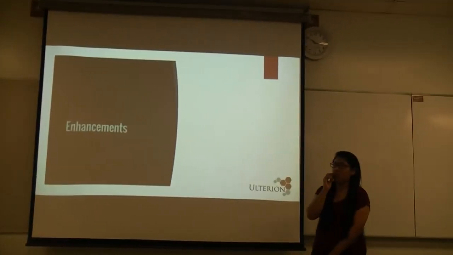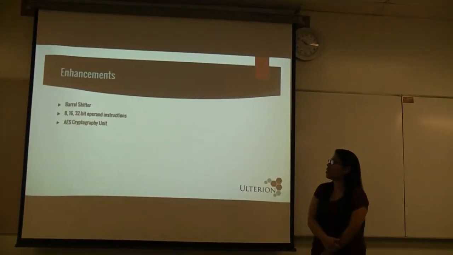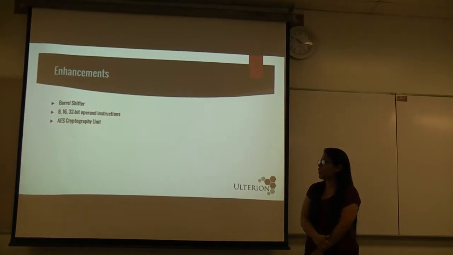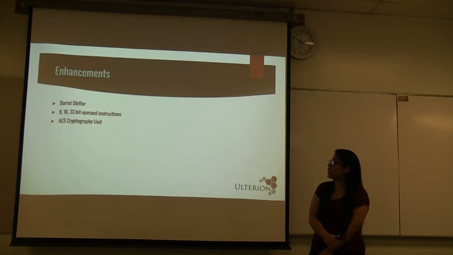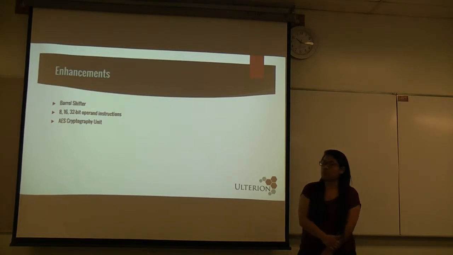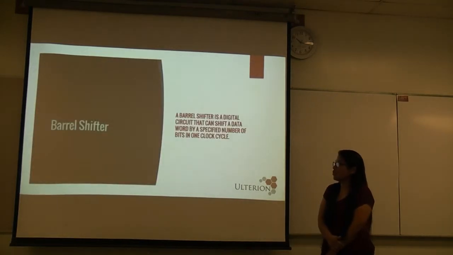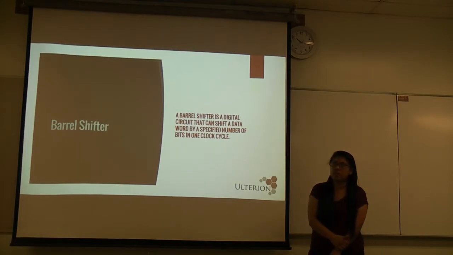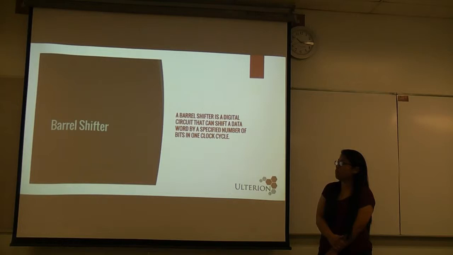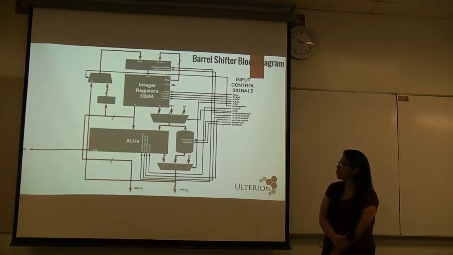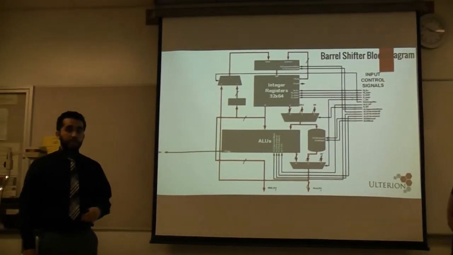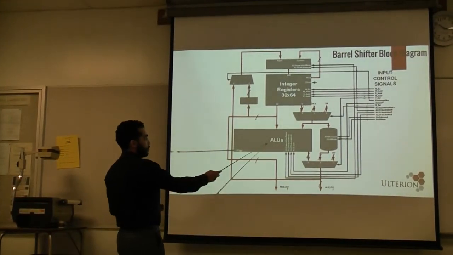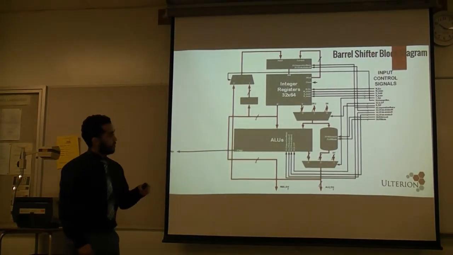So we implemented a couple enhancements, 3 actually. We implemented a barrel shifter, 8, 16, and 32-bit operand instructions, and an AES cryptography unit. So the barrel shifter, first thing, is a digital circuit that can shift data by a specific number of bits in one clock cycle. The way that we implemented this barrel shifter, we added it in parallel with the ALU's box. We'll talk about that one later on.